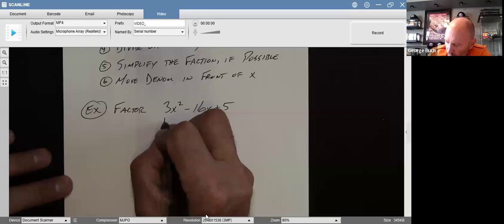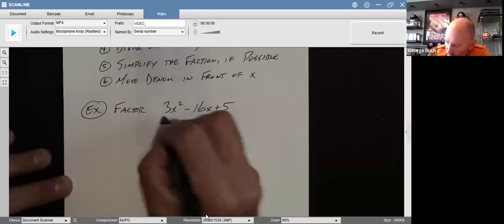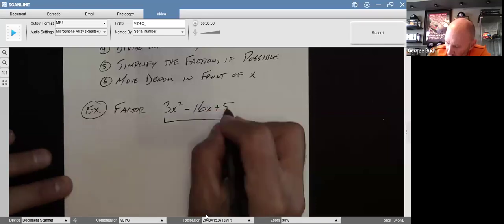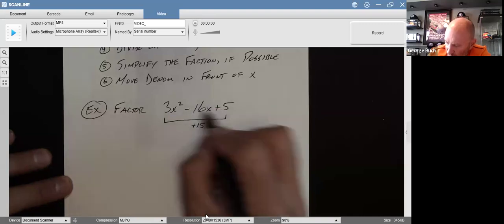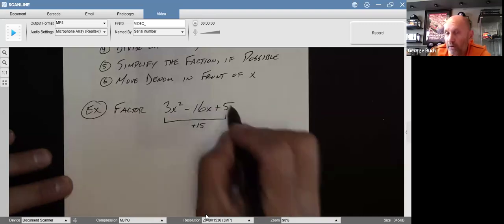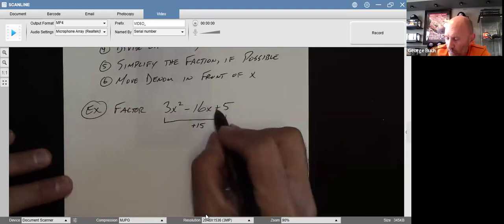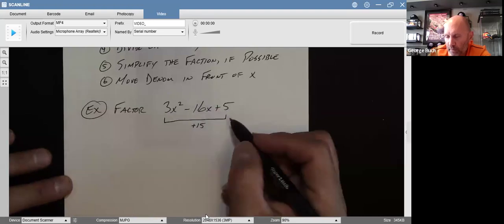First thing I do, I multiply a times c. 3 times 5 is positive 15. So positive 3 times positive 5. If this was a minus, make sure you include the minus as well. So that was step 1, multiply a times c.